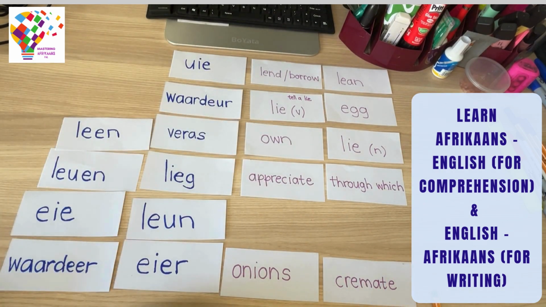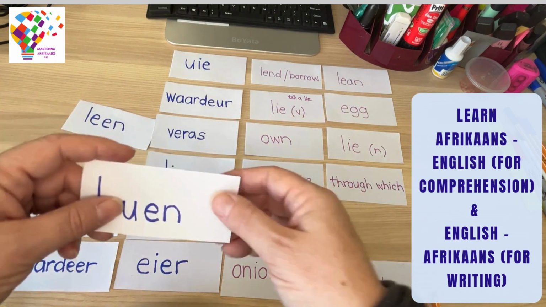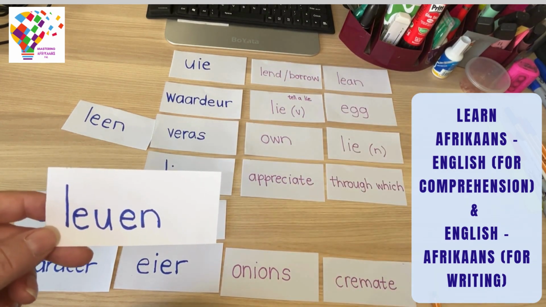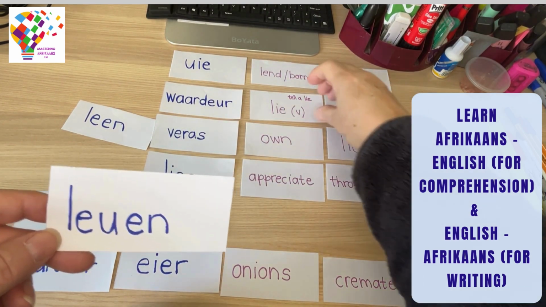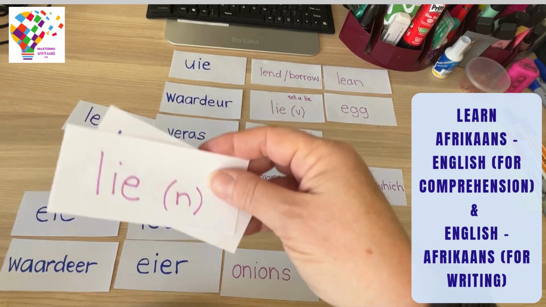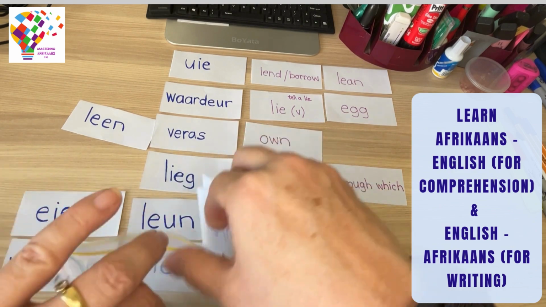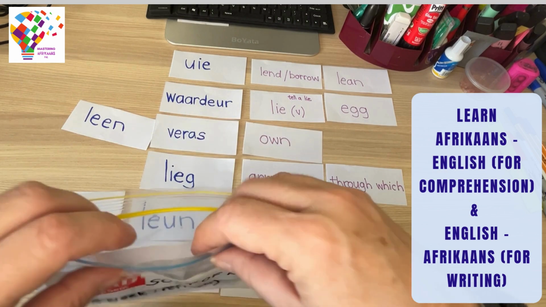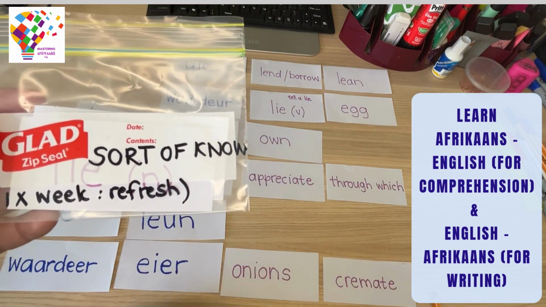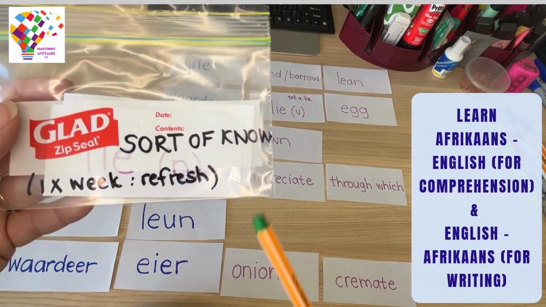So say, for instance, you got the word leon and you weren't 100% sure what leon meant, but after a while, after looking at all the English words, you realized, oh yes, leon means a lie. It's the noun for a lie, but you weren't really confident. You're going to put this in your sort of know packet because it took you a while to remember what it meant. And remember, you need to speed up the memory of your vocab. So that's going to go into your sort of know packet, and this is the one that you are going to practice once a week, just to refresh your memory.